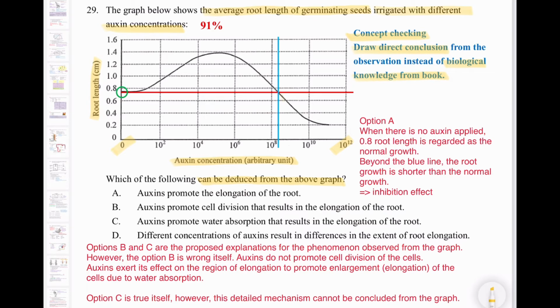It's asking us to draw the direct conclusion from the observation instead of the biological knowledge from the book. This type of question, we did it before. So remember, we observe the result and then draw the conclusion. We do not need to think too much. So let's take a look at the answers one by one.